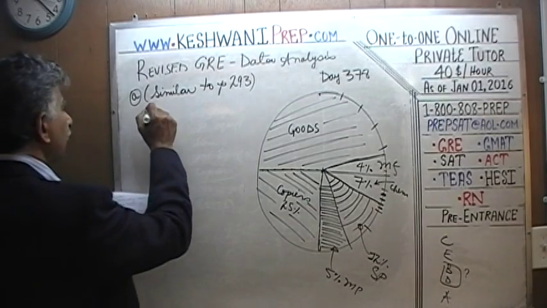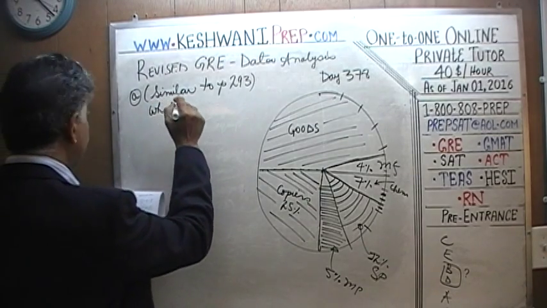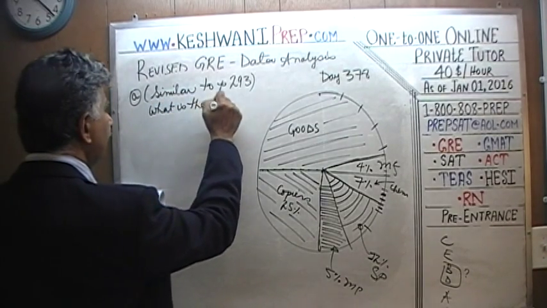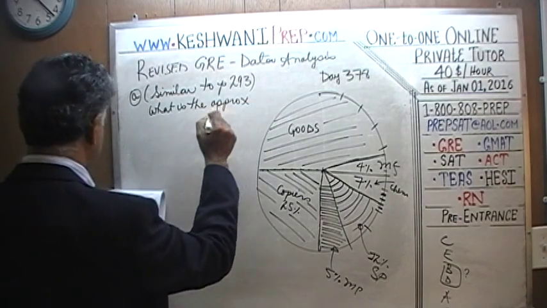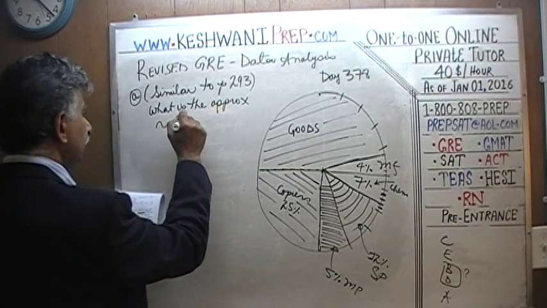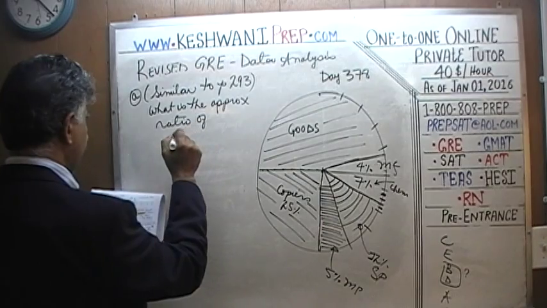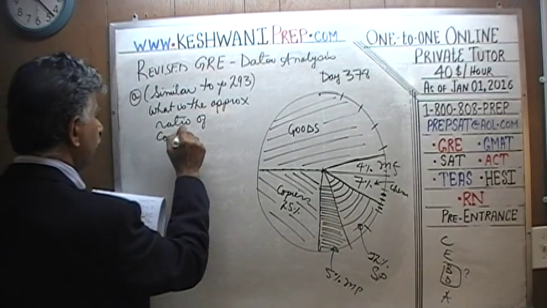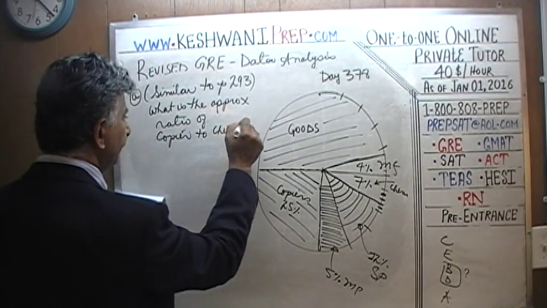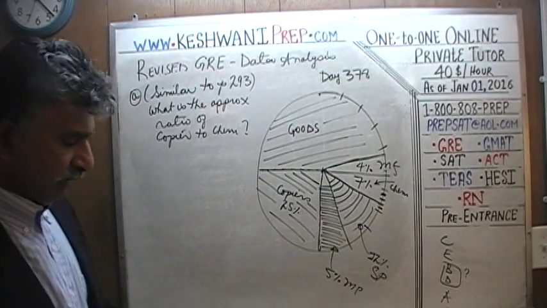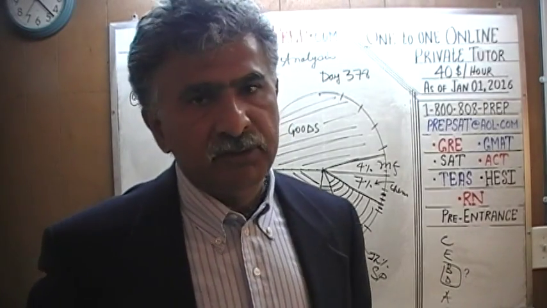Here's the first question. It says, what is the approximate ratio of copier to chemical? Which is, as I said, very similar to what they're asking on page 293.